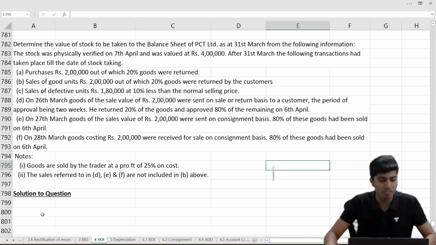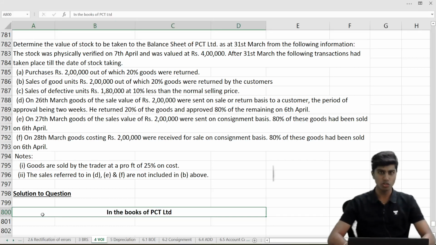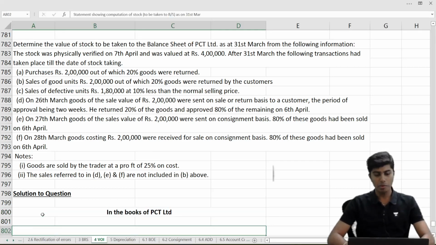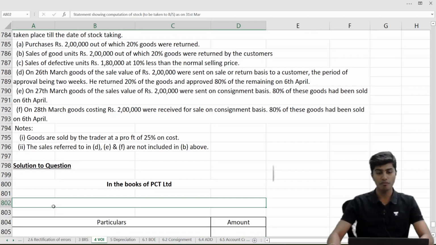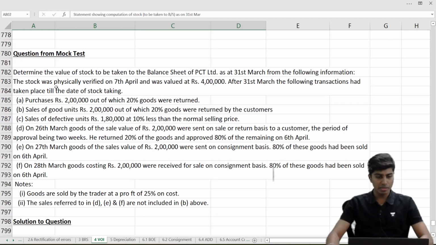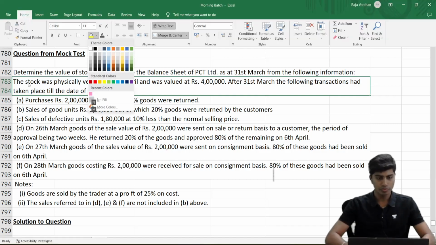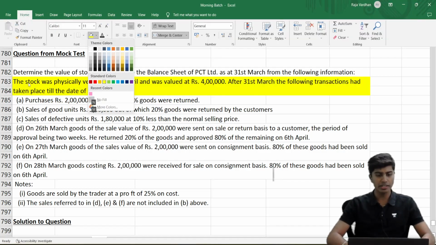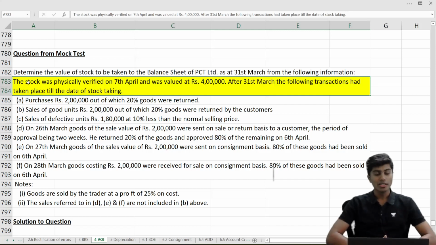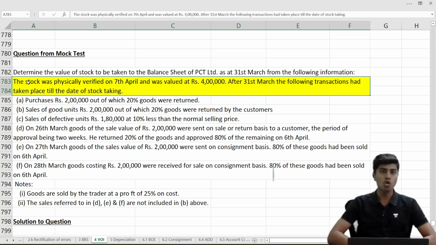We are required to identify the value of inventory on 31st of March. We are doing it in the books of PCT Limited, and we are preparing a statement showing computation of stock as at balance sheet date, that is 31st of March. Year is not mentioned. And the starting point is, we know the stock, the stock was physically verified on 7th of April and was valued at rupees 4 lakh. 4 lakh is the value of inventory. So let me take 4 lakh.